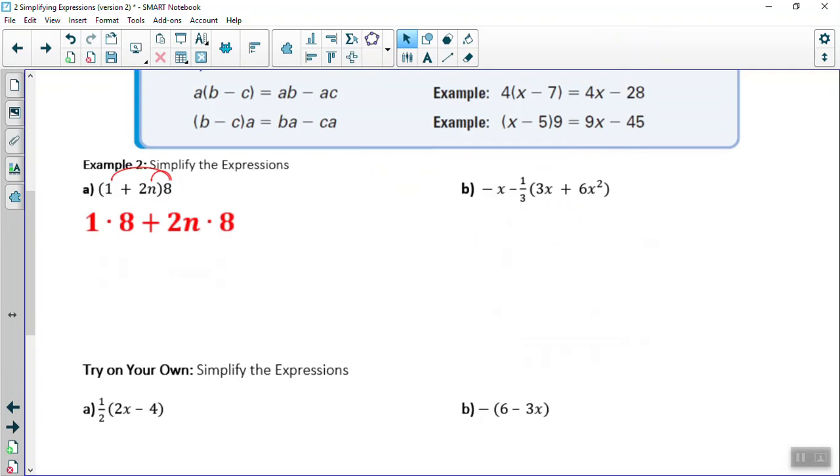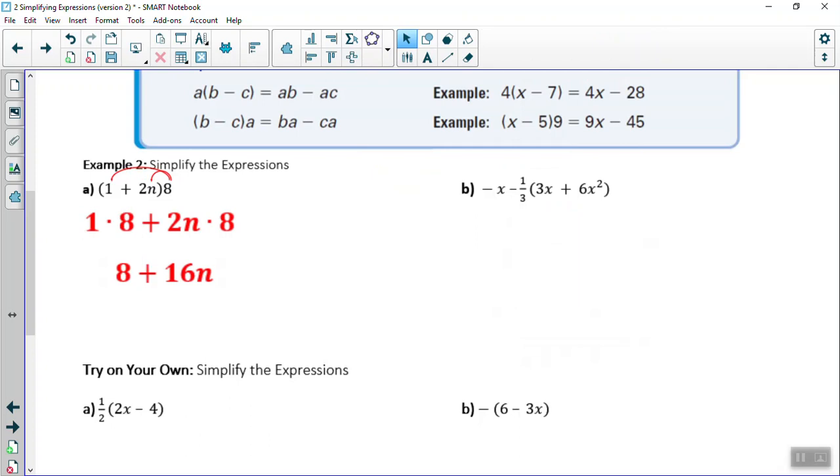So we end up with 1 times 8 plus 2n times 8. So now we can simplify. 1 times 8 is 8, 2n times 8. Well, it's really just saying 2 times n times 8. So I can do 2 times 8 is 16 and bump the n to the end.